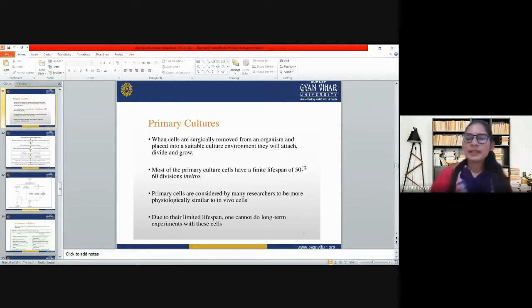Now coming to the primary culture, when cells are surgically removed from an organism and placed into a suitable culture environment, they will attach, divide and grow. Most primary culture cells have a finite lifespan of 50 to 60 divisions in vitro. Primary cells are considered by many researchers to be more physiologically similar to in vivo cells. Due to their limited lifespan, one cannot do long-term experiments with these cells.